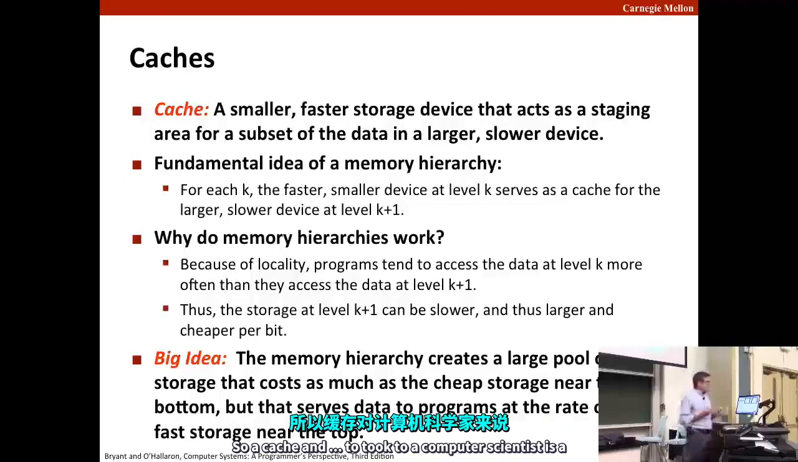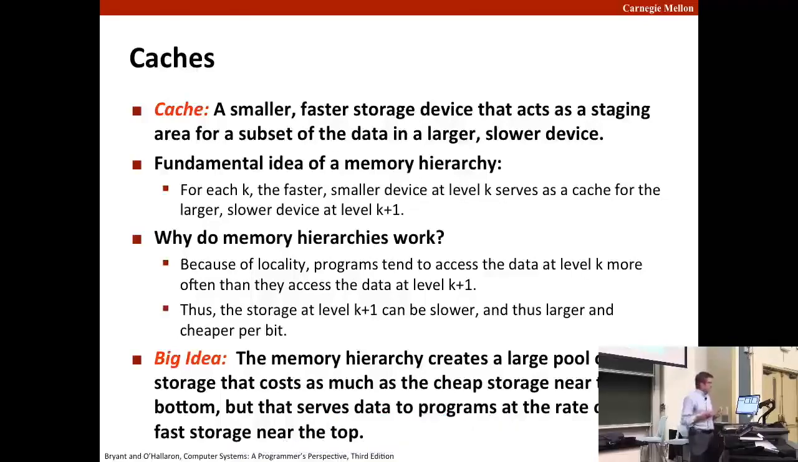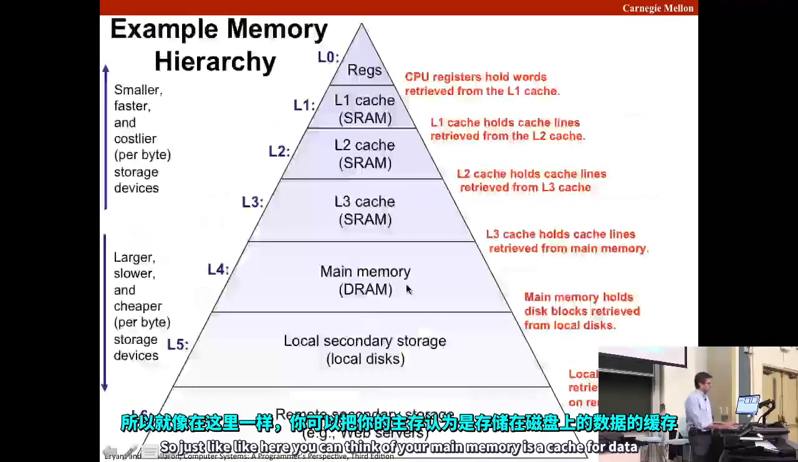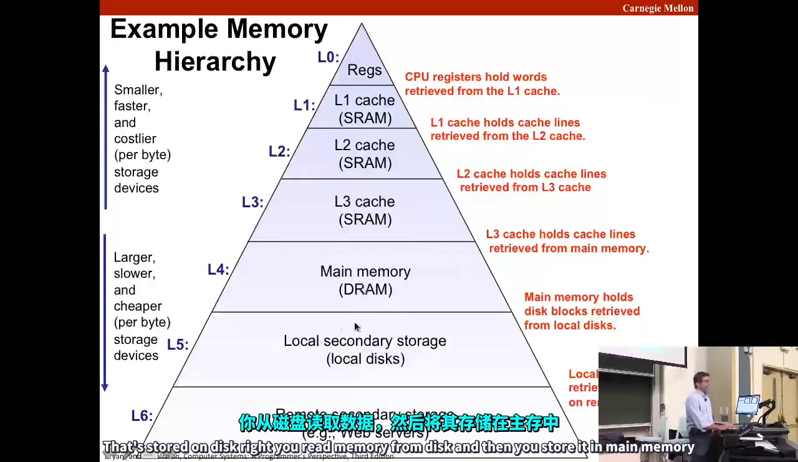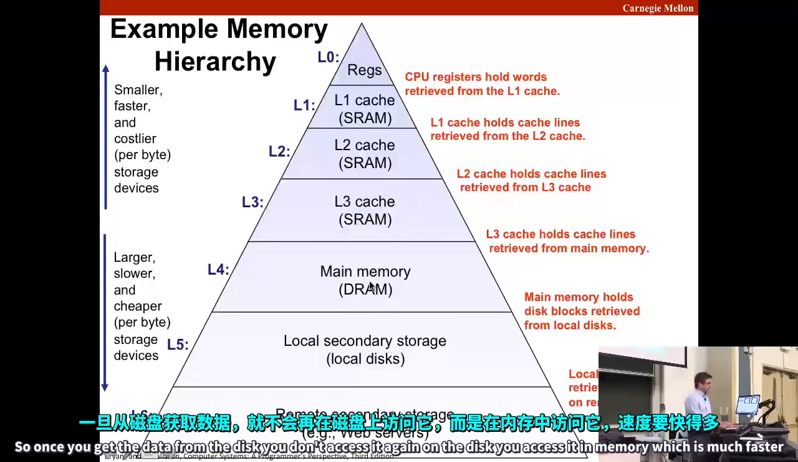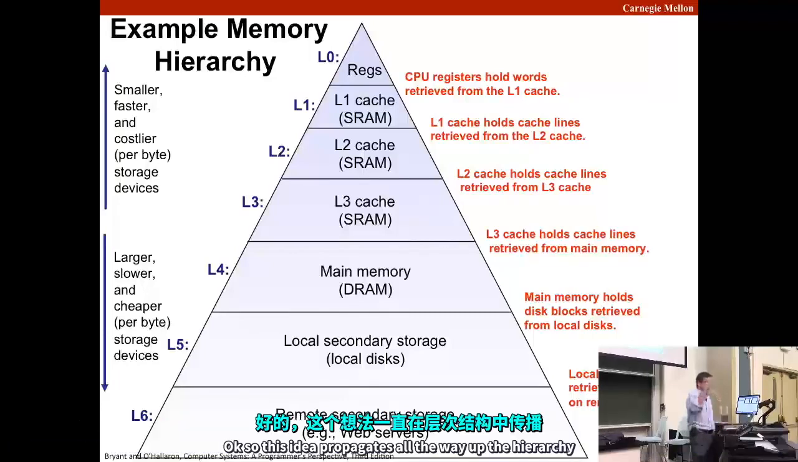So a cache, to a computer scientist, is a smaller, faster storage device that acts as a staging area for the data in a larger, slower device. Just like here, you can think of your main memory as a cache for data that's stored on disk. You read data from disk and then store it in main memory. Once you get the data from the disk, you don't access it again on the disk, you access it in memory, which is much faster. So this idea propagates all the way up the hierarchy.